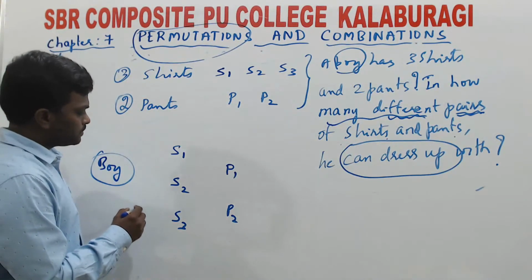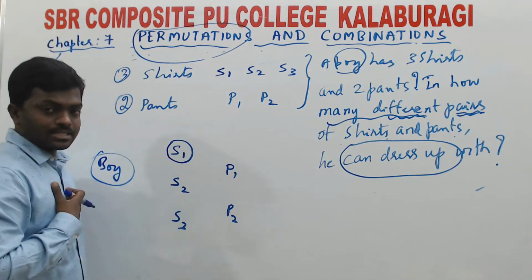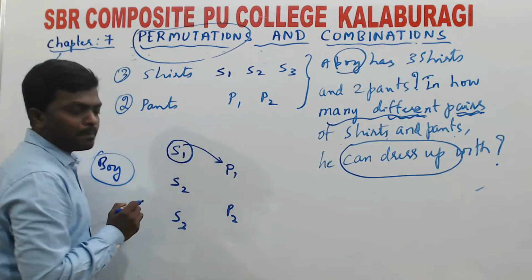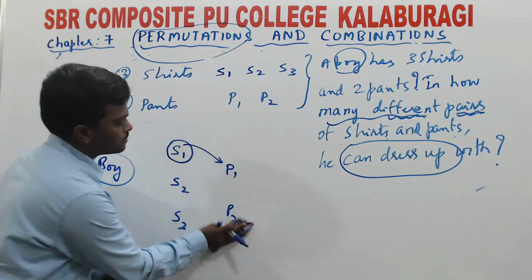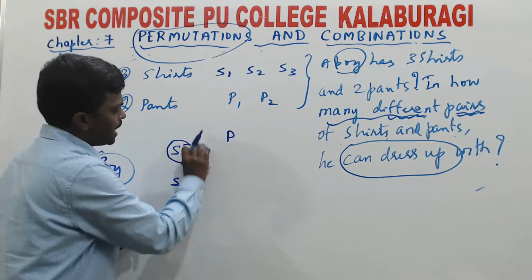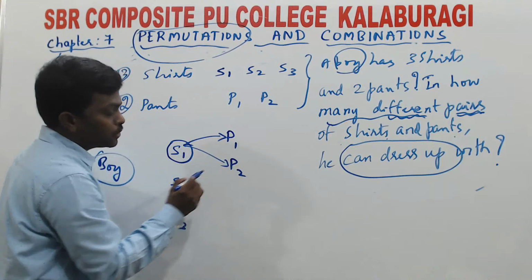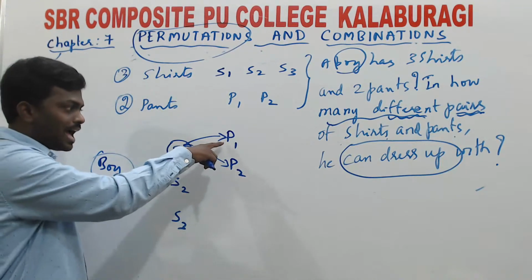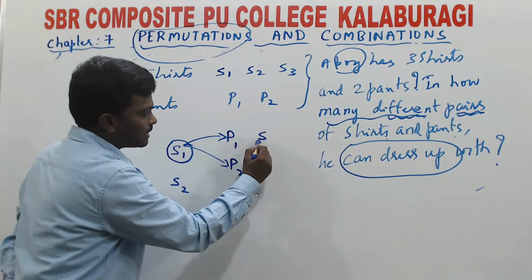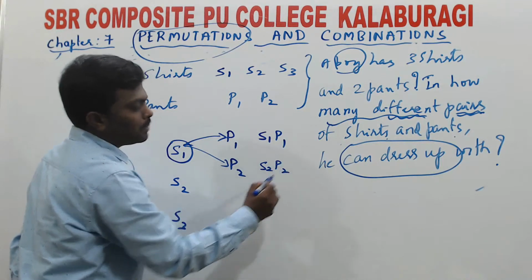So let's suppose he has picked shirt one. He is wearing shirt one now. Then he can choose either pant one or pant two. So he can wear the first shirt either with pant one or pant two. So what is that set of pairs? S1 P1, S1 P2.